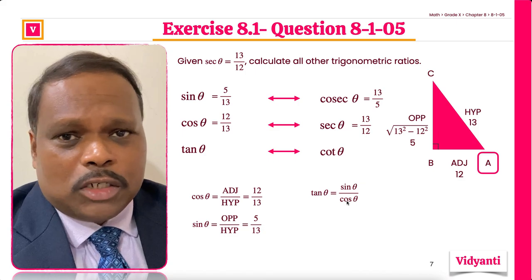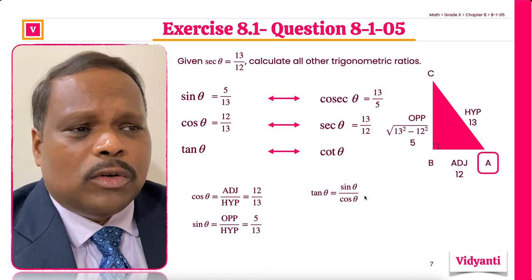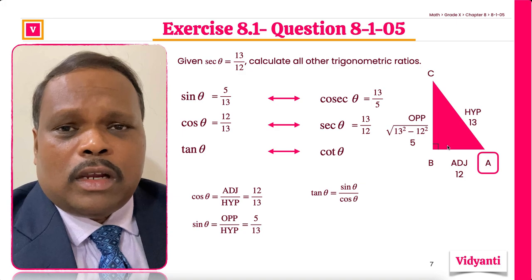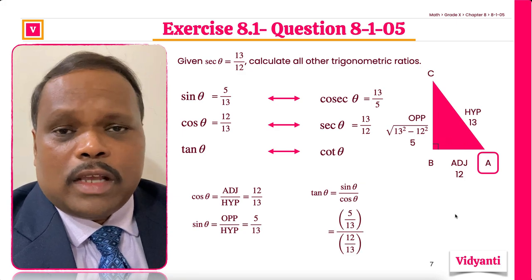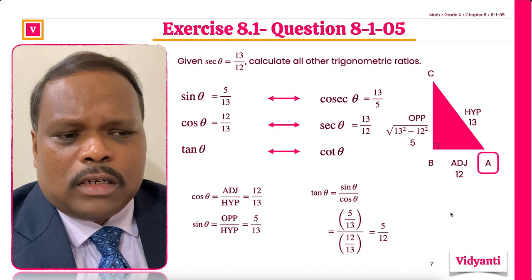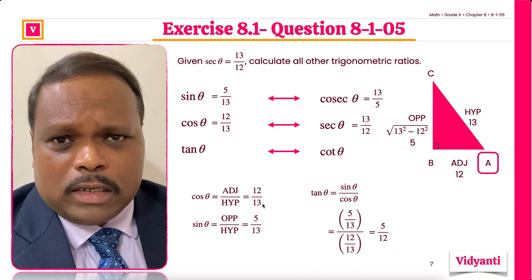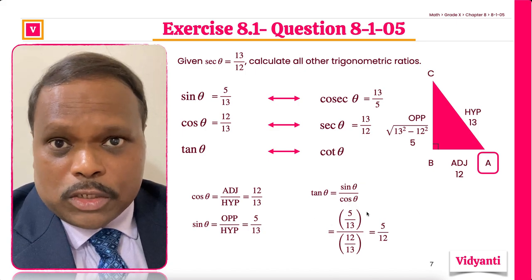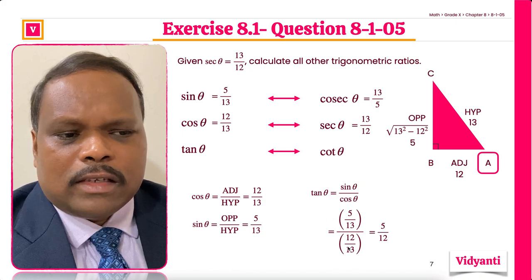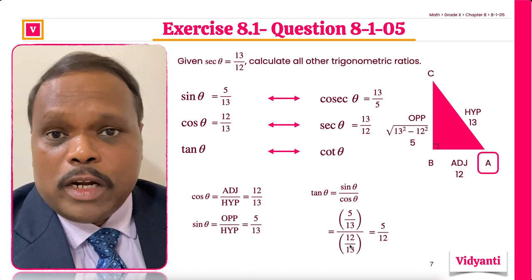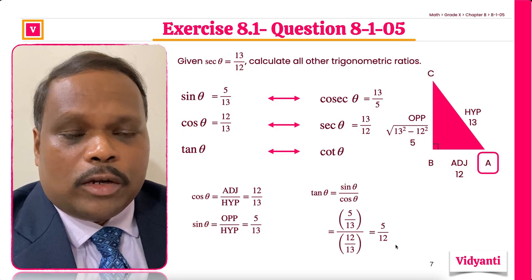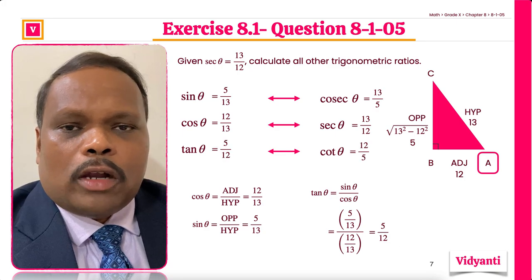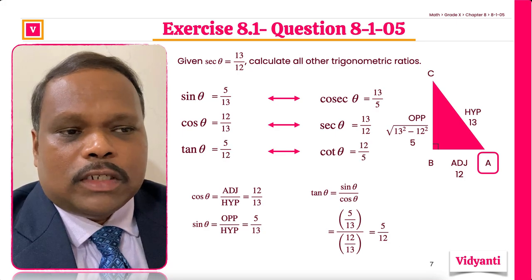You can take the ratio of sine over cos, or you can simply go by the fundamental definition of opposite and adjacent. Either way, the answer will come out the same. Here, since we already know sine theta and cos theta, I will utilize those ratios, and I will cancel the 13 in the numerator and denominator, and the final answer will come out to be 5 by 12. And cot will be exactly the reciprocal of that, which is 12 over 5.